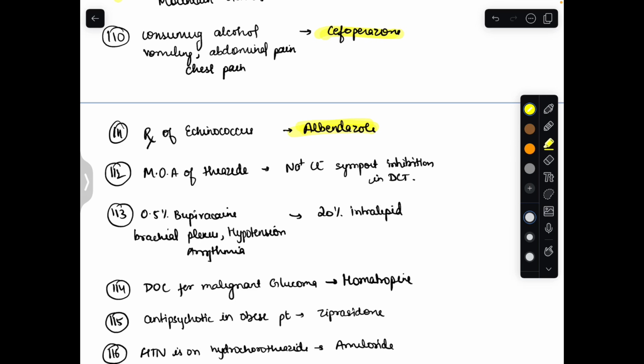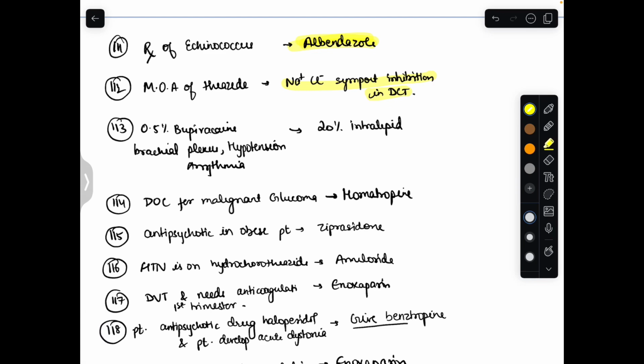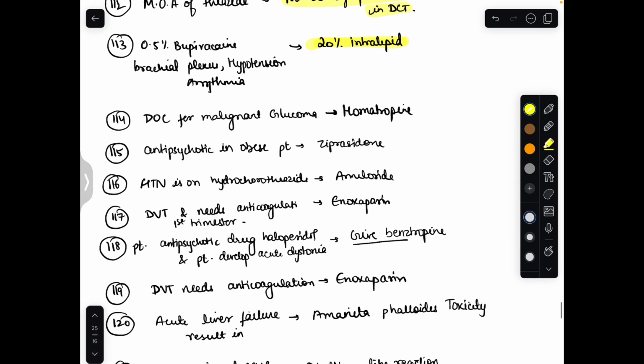For mechanism of action of thiazide: sodium chloride symport inhibition in the DCT. This one is the correct answer for this. 0.5% bupivacaine, brachial plexus, hypotension, arrhythmia. So for this, the correct answer is 20% intralipid.